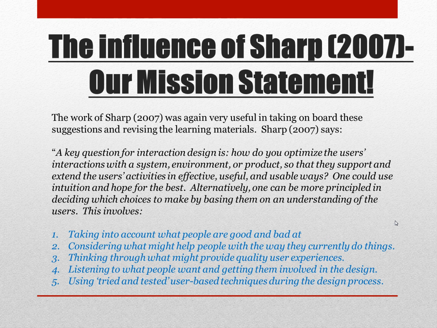At this stage, I'd also like to talk about the influence of Sharp. Now, the 5 steps that are in blue at the bottom of the screen here acted as an informal mission statement for me. I printed those 5 steps and stuck them in my office, and I also shared them with the student group who were the testers for the learning materials.